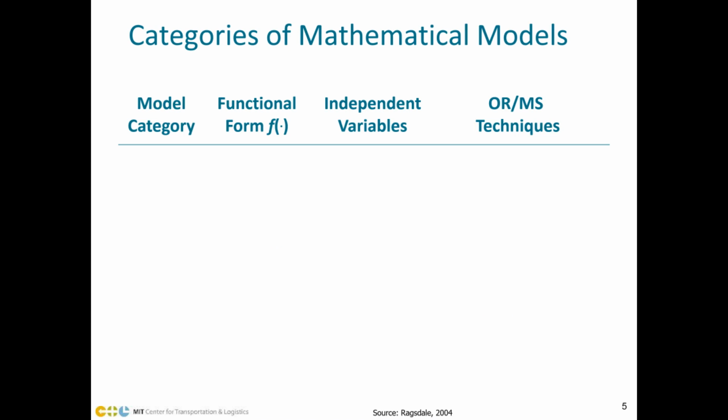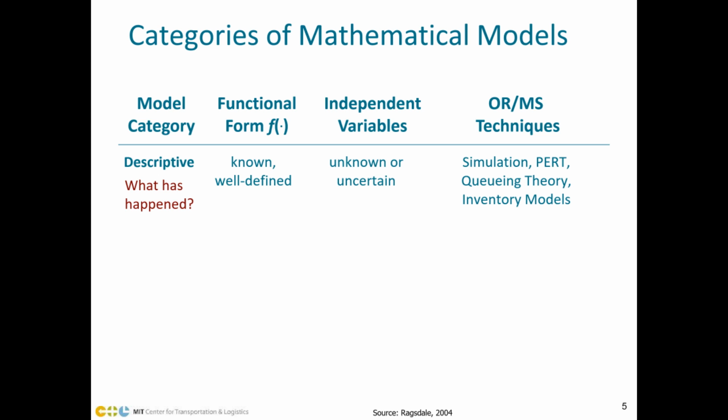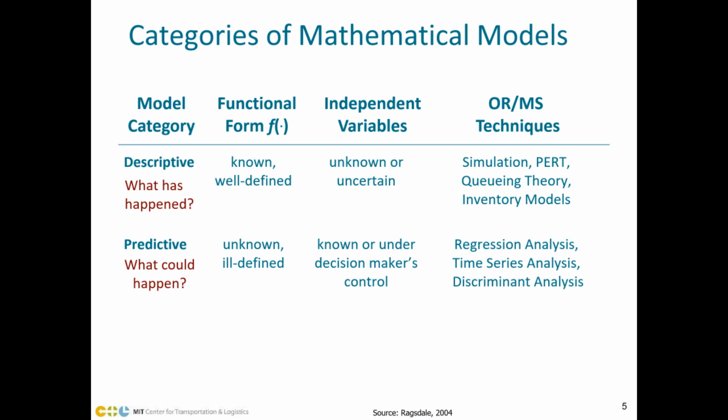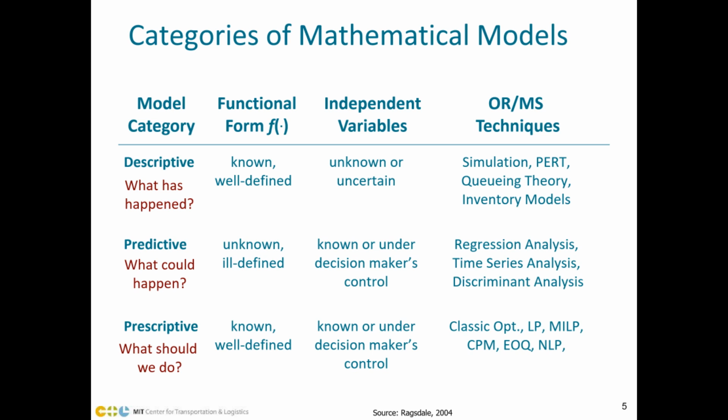One last way of categorizing. I know you're getting sick of this, but it's helpful to think about them. Models can be one of three types. They can be descriptive, where they describe what has happened. They can be predictive, to describe what could happen. Or they can be prescriptive, and they describe what should we do.